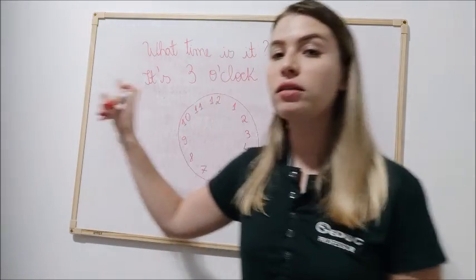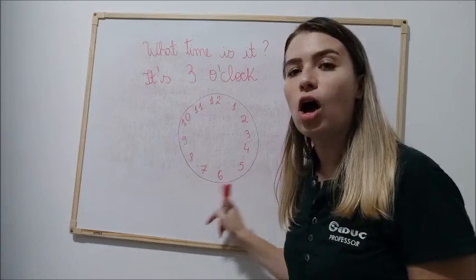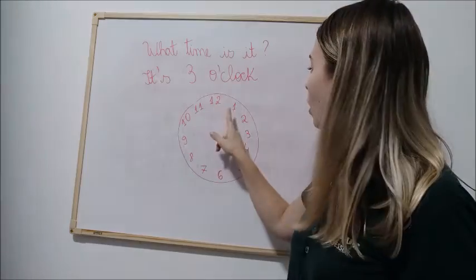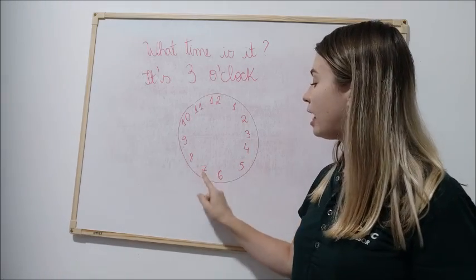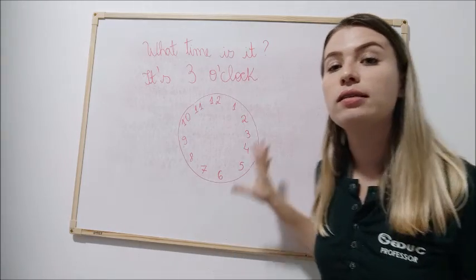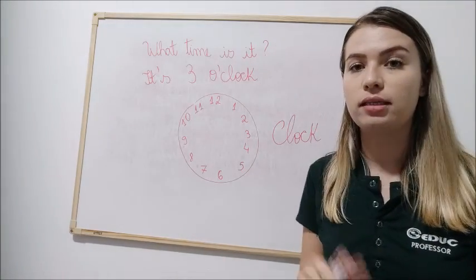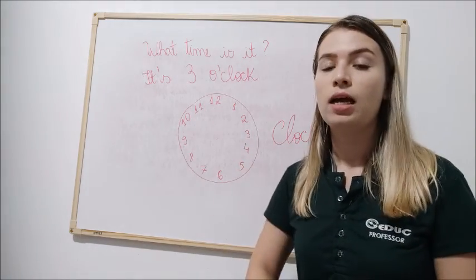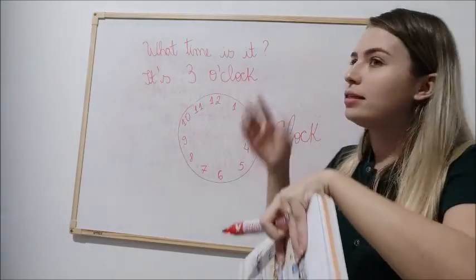So, what time is it? This is a clock. A clock. Okay? And here we have numbers. 1, 2, 3, 4, 5, 6, 7, 8, 9, 10, 11, 12. So this is a clock. Clock. Okay? Let's repeat. Clock. Yes, clock. Okay? And we say, what time is it? What time is it?